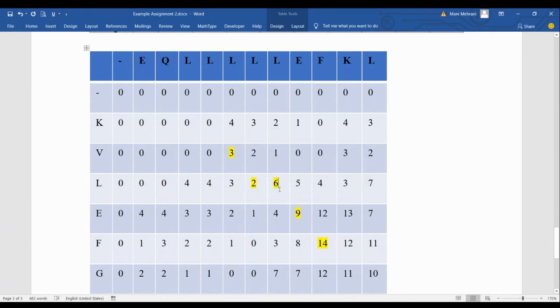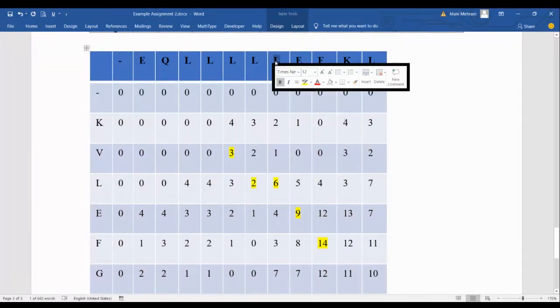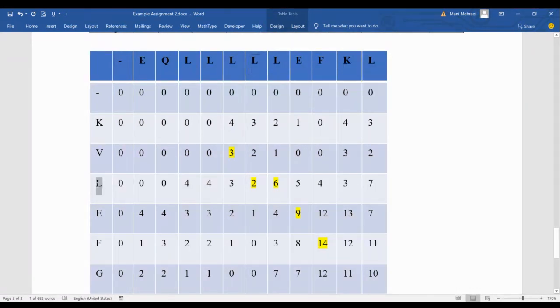Whenever you go up or to the left side, it means that we are facing a gap. So is the gap related to this sequence or this one? That's the question. Here, as you can see, if I choose this cell, it means that I moved on from this L to this one. So there's no gap here. But for this one, I stayed in the same row. So it showed me that for this sequence, I applied a gap.